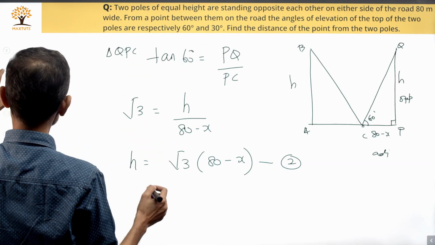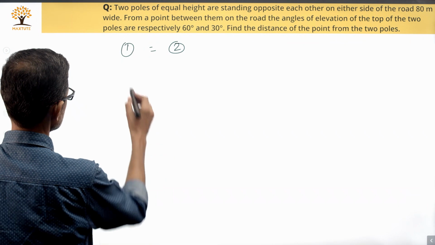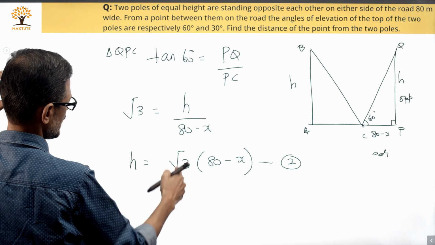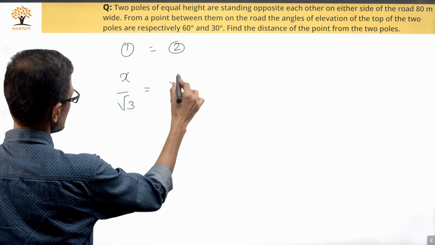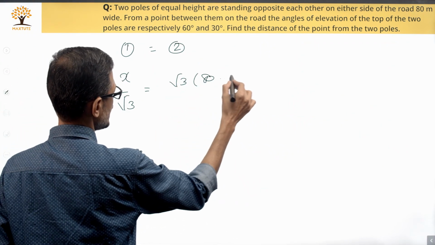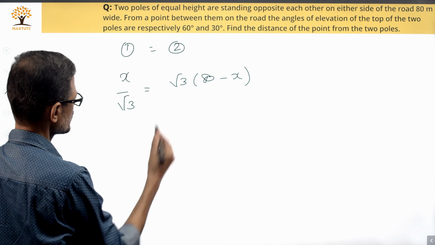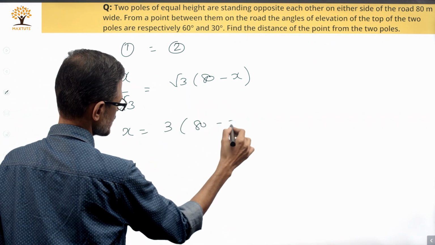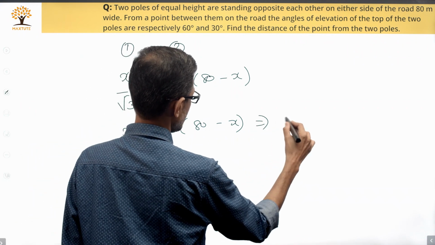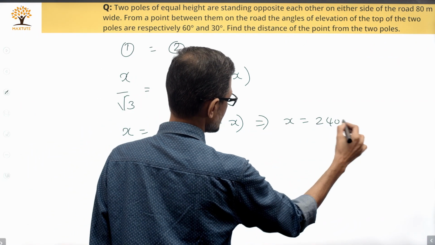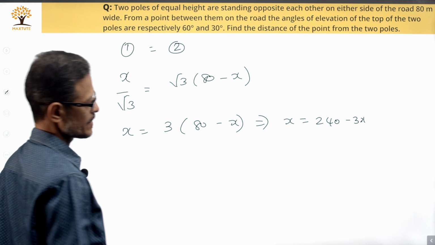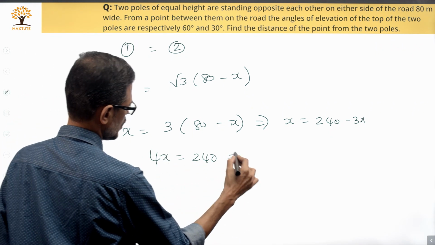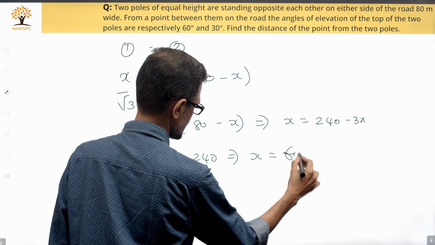In 1, your h has been x by root 3. So, let us write that down. So, x by root 3 is equal to, in 2, the value of h, which is root 3 times of 80 minus x. Cross multiply this root 3. So, x is equal to root 3 times root 3, which is 3 times of 80 minus x. Translates to x is equal to 240 minus 3x. Take the minus 3x to the left hand side. 4x is equal to 240 or x is equal to 60.